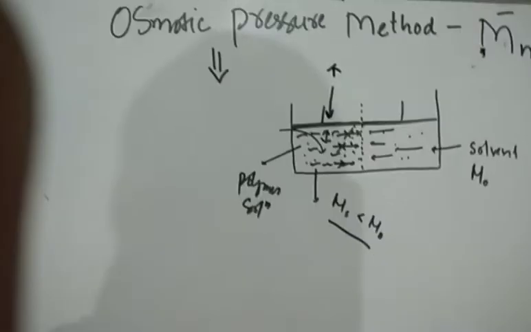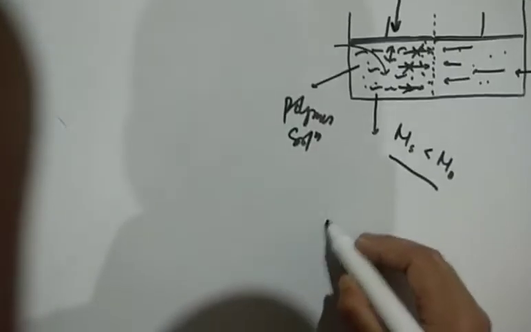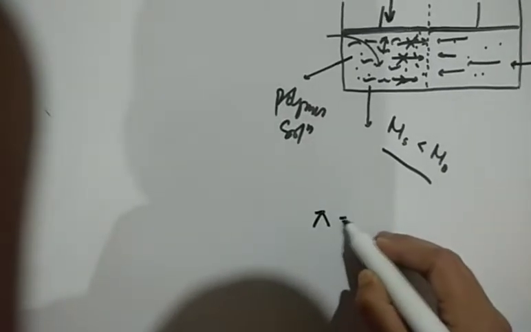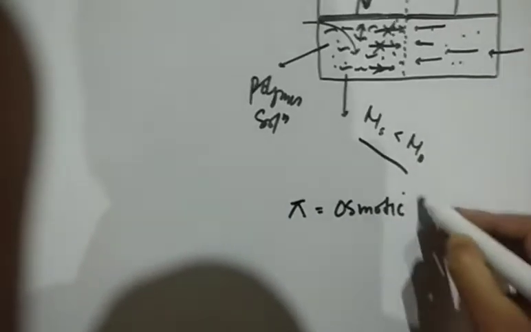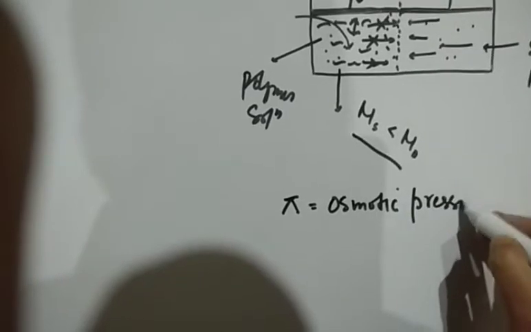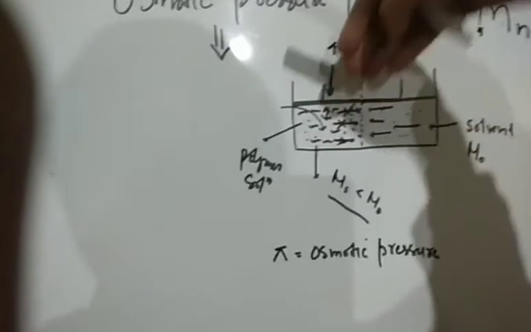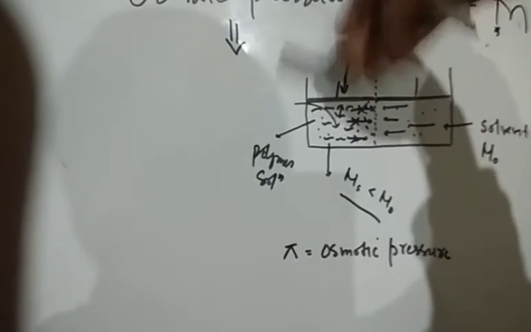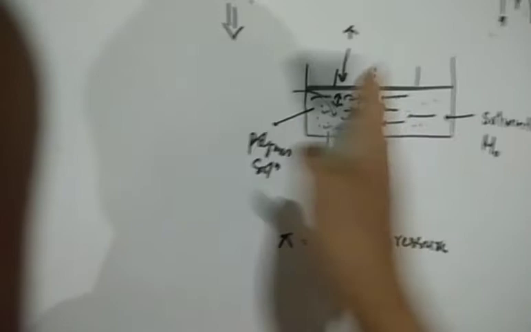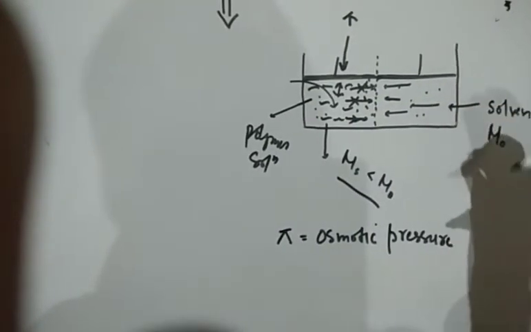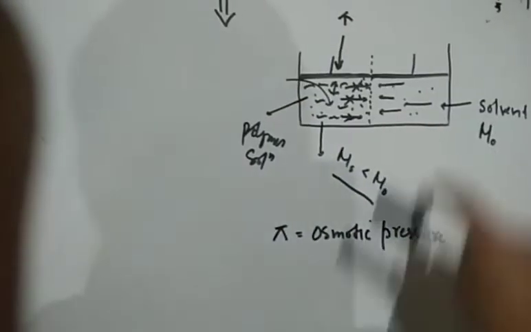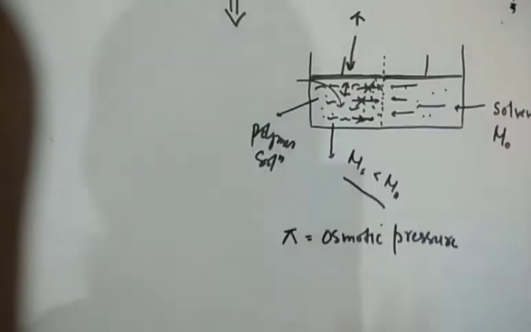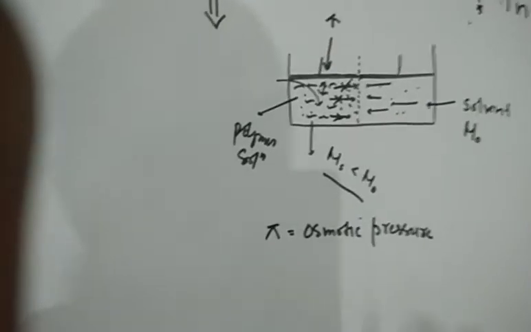So that extra pressure is basically called the osmotic pressure. So pi is our osmotic pressure. It's basically the pressure which needs to be applied on the polymer solution on this side, so as to prevent the further movement of solvent from the solvent side to the solution side, or from higher chemical potential to the lower chemical potential of solvent. So that's called osmotic pressure.